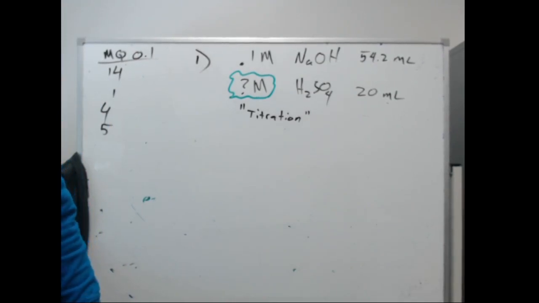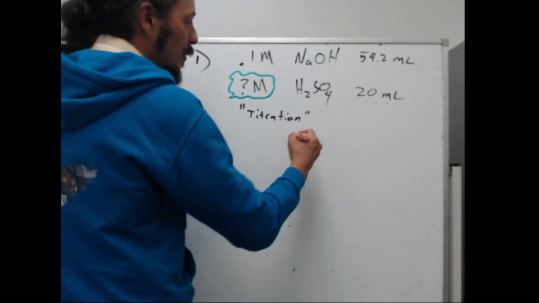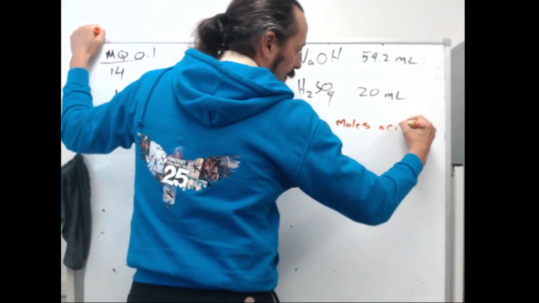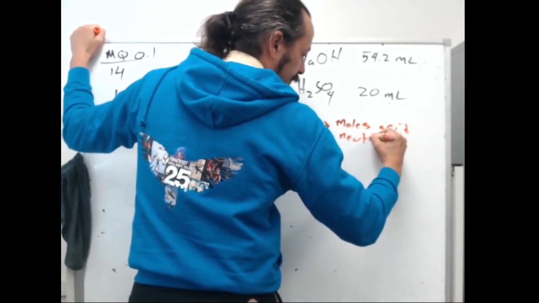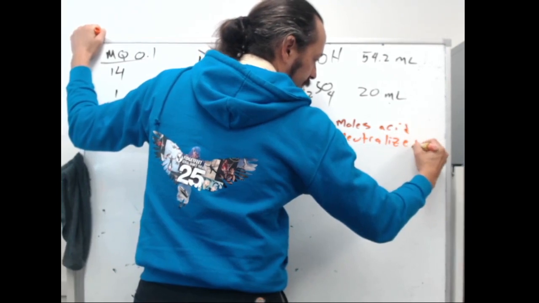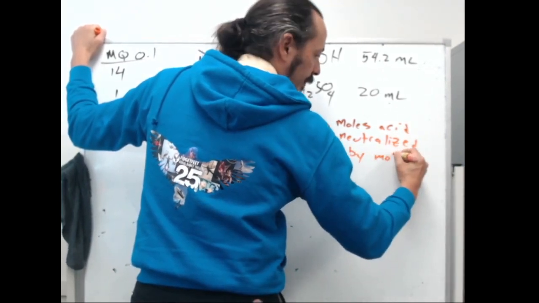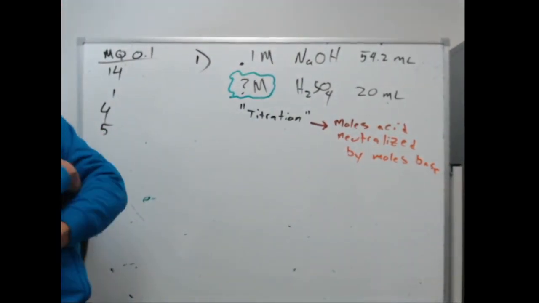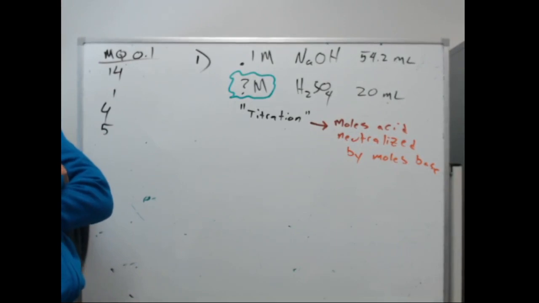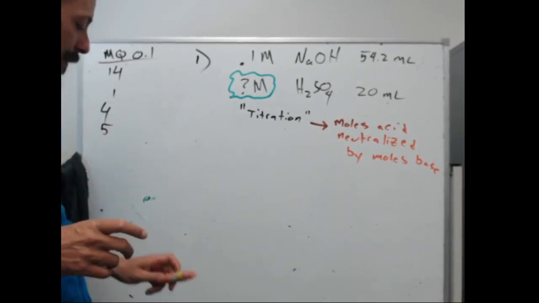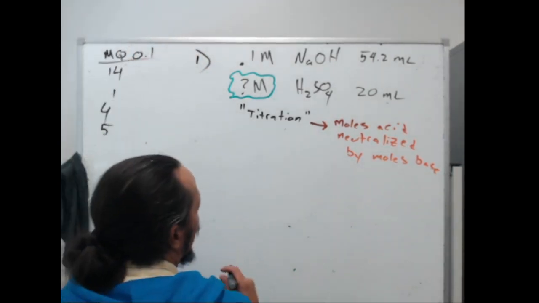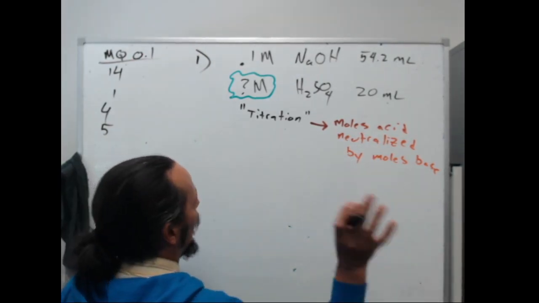It wasn't told to us in the problem. It's just the fact that it says a titration assumes we know that our moles of acid is neutralized by our moles of base. So this is an equal molar point with the stoichiometric ratio taken into account. That means we have to write down the chemical reaction, get it balanced. So, okay, we'll do this.